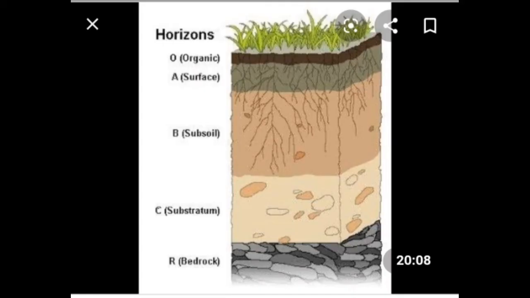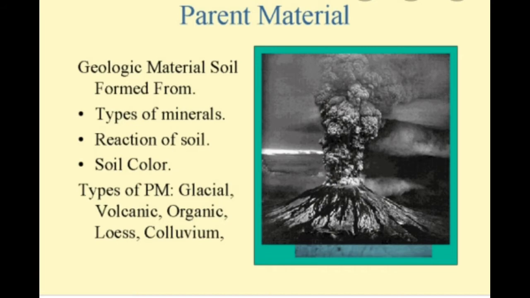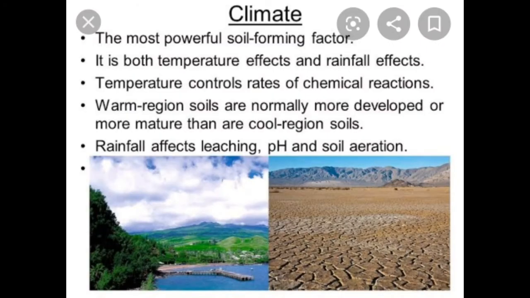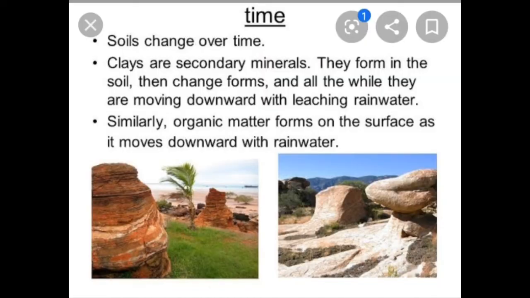Weathering and soil formation. Soil formation starts with the weathering of rocks and the accumulation of weathered particles on the surface of the earth. The process of soil formation and the type of soil that is finally formed is influenced by different factors: parent material, climate, living organisms, relief, and time.